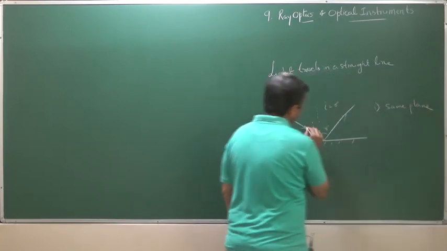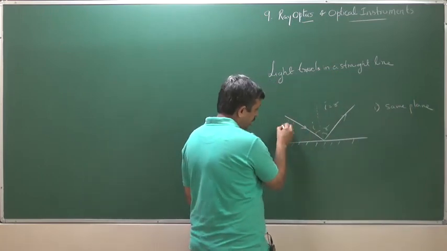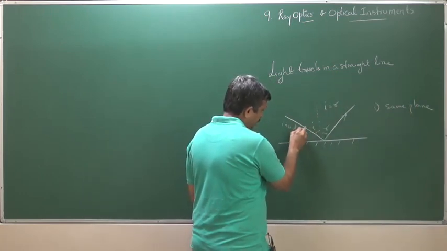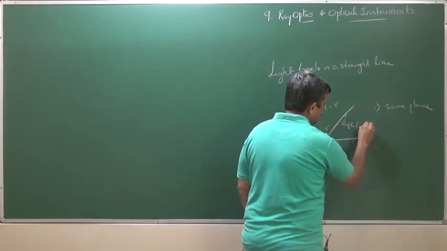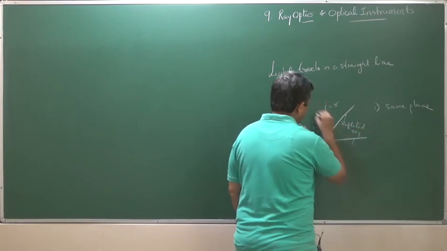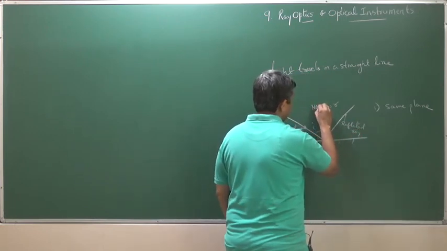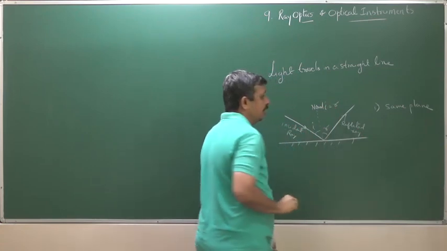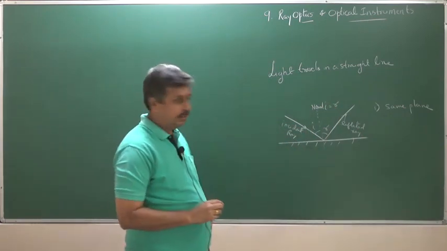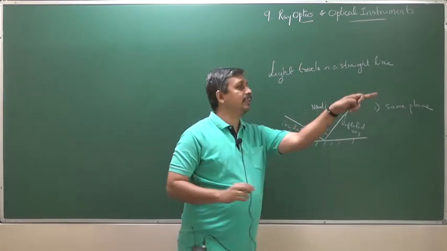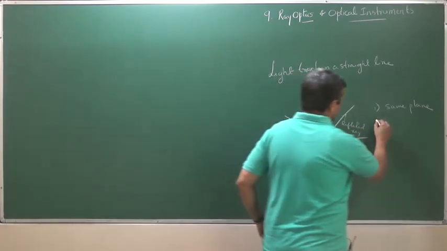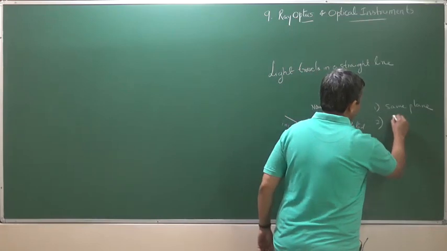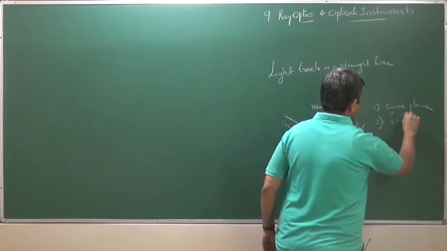What are the three things? These three things are on the same plane: incident ray, reflected ray, and the normal. All three are on the same plane. It is not like it is coming here and reflecting this way. So they are all on the same plane. And the second law was i is equal to r. Angle i is equal to angle r.